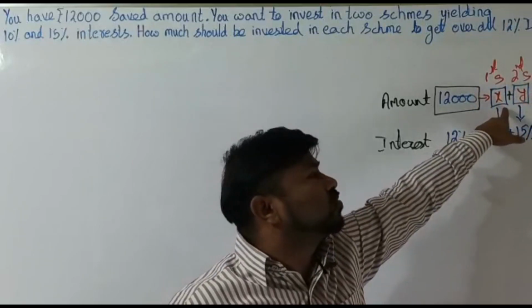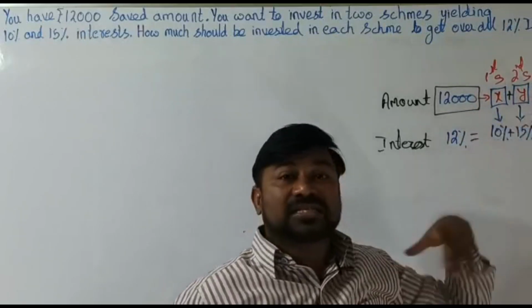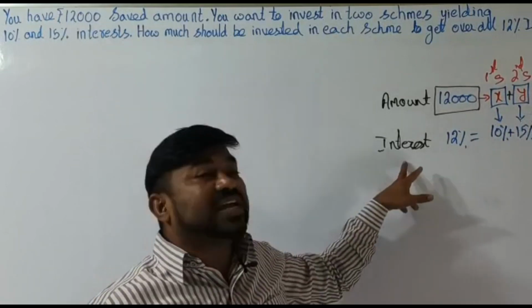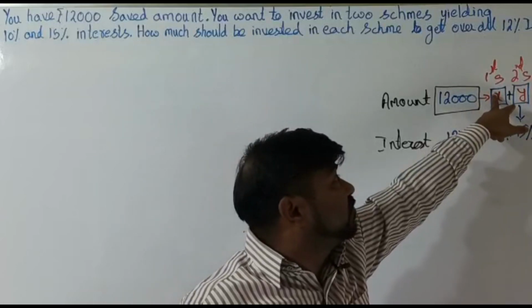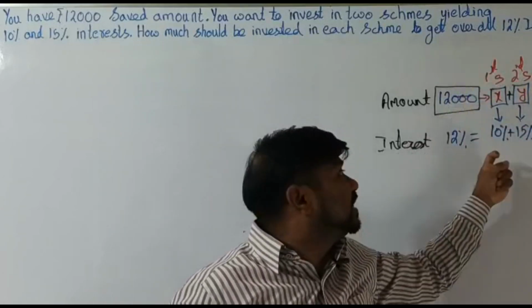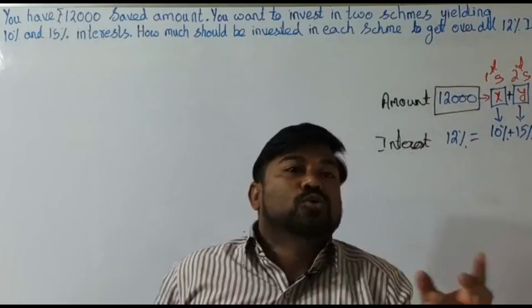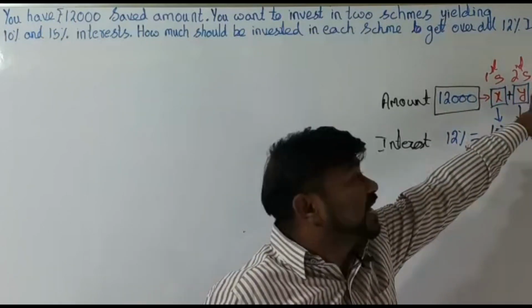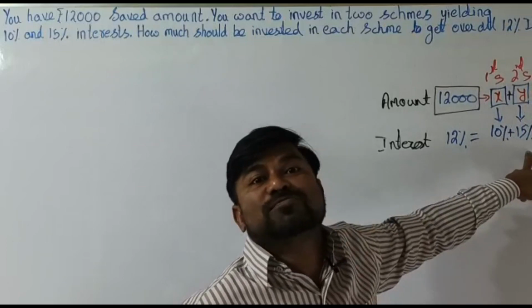That's why we are calling the first one X rupees and the second one Y rupees. Now the second relation he has given is in terms of interest. The first investment, in the first scheme, is yielding 10% interest, 10% profit. And the second scheme is giving 15% profit.